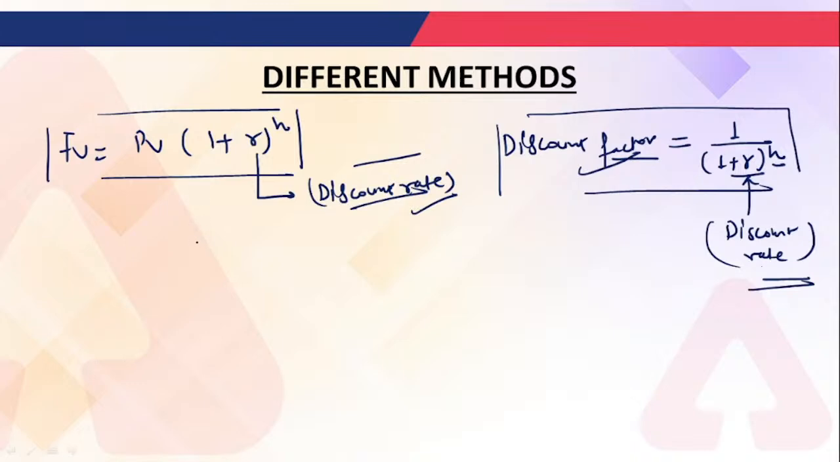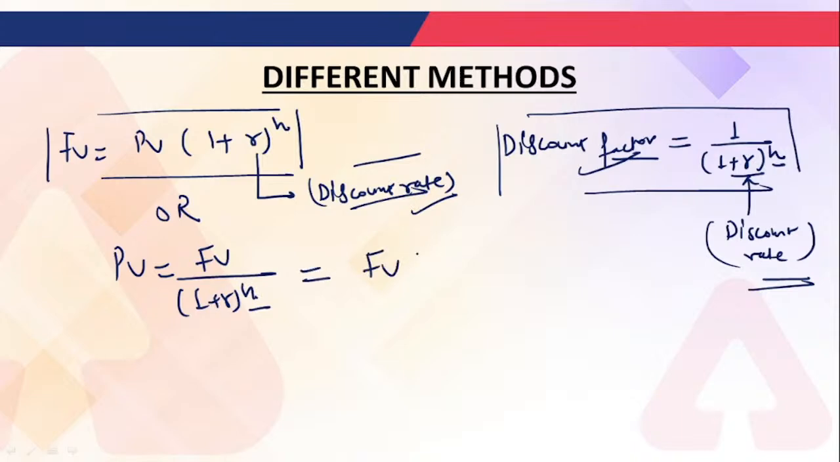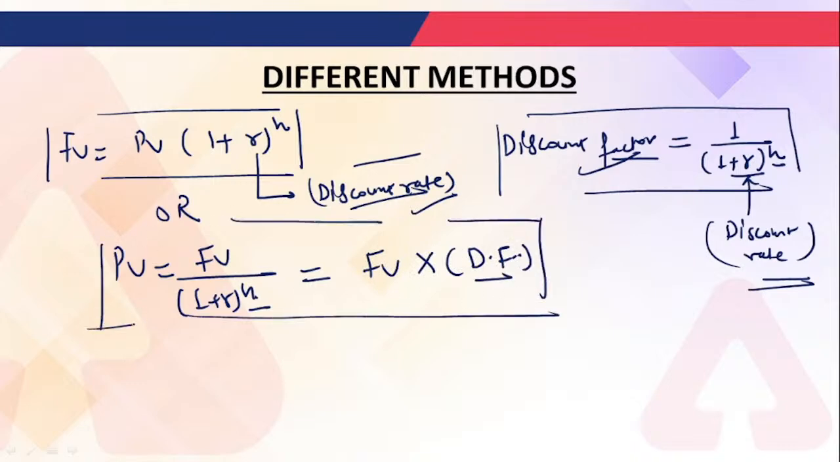Now we can also write this: present value will be equal to the future value divided by (1 plus r) to the power n. So this can also be written as future value multiplied by the discount factor. And one question is definitely asked from this particular formula, so that is a very important thing to understand.